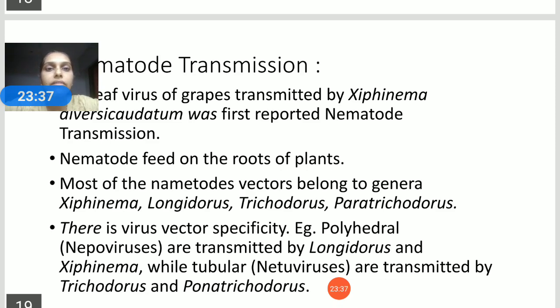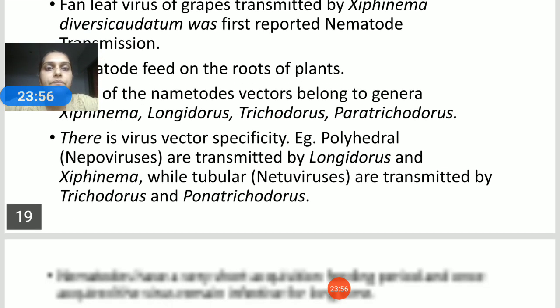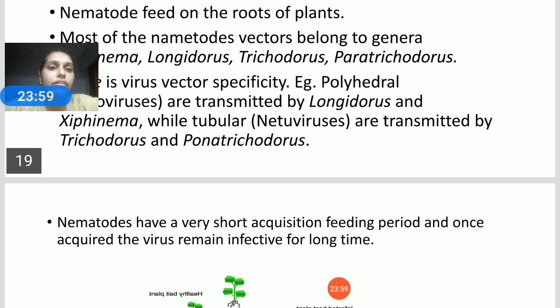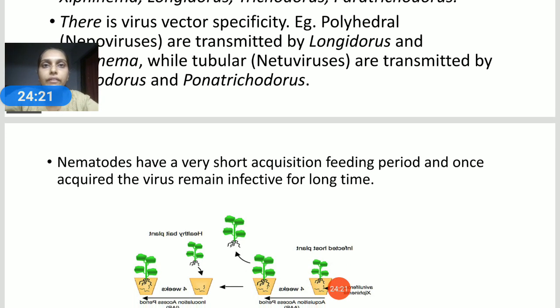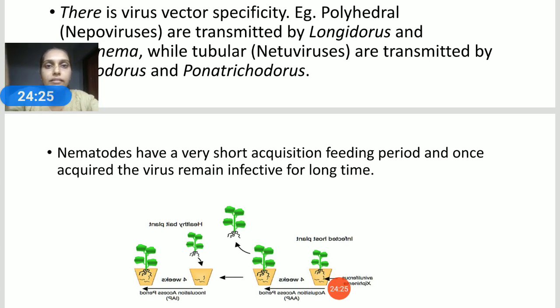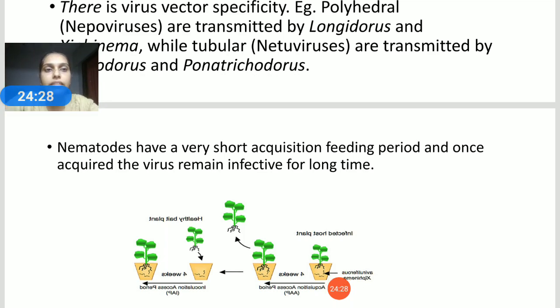That means the polyhedral viruses, that is Nepoviruses, are transmitted by Longidorus and Xiphinema, while the tubular viruses, that is Nepoviruses, are transmitted by Trichodorus and Paratrichodorus, right? Okay. So the nematodes have very short acquisition feeding periods, and once acquired, the virus remains infective for a long time. When favorable conditions occur, the virus again infects and causes the disease.